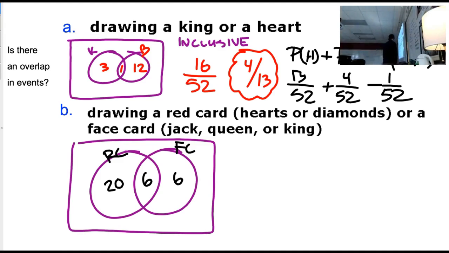And then if I want to know the probability of either red card or face card, I just add all those up and get 32 out of 52. So 32 out of 52, that's going to be 8 out of 13. And I guess technically, if you're making great Venn diagrams, that's 32, so then the other 20 would be outside of there.